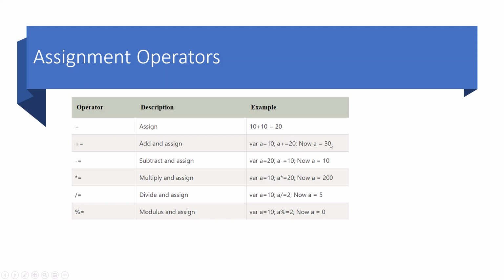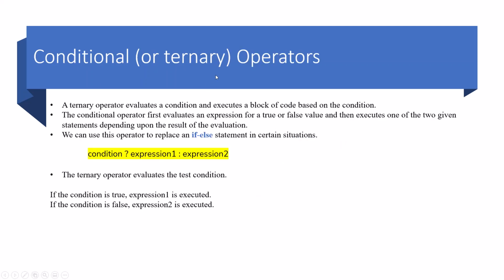So it is 30. Same for subtract and assign. a is 20 and a minus equal to 10, means 20 minus 10, which is 10, and that value will get stored into a. So then a is equal to 10, which is the output. Same for multiply and assign, divide and assign, and for modulus and assign, which is also the same. So these are some of the assignment operators.